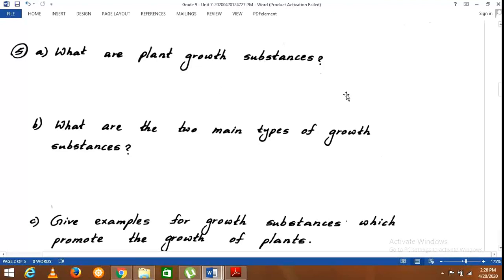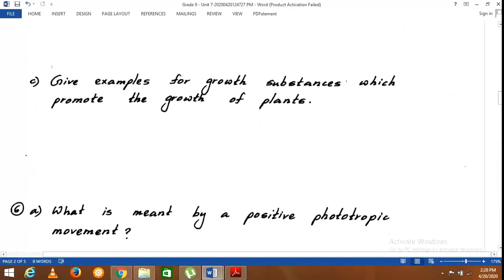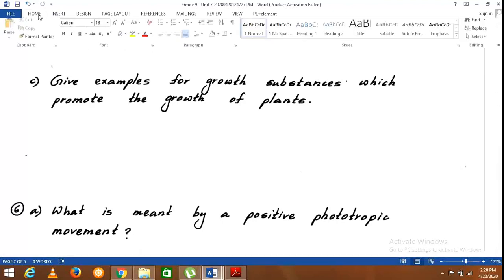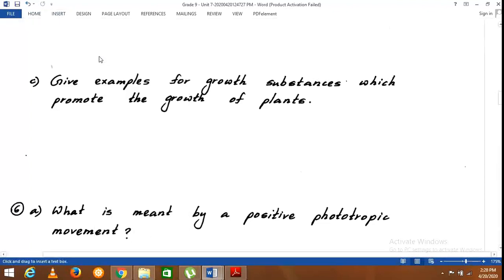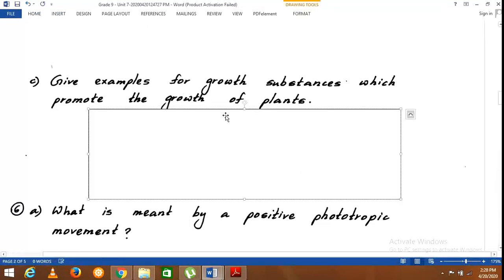And remember, these growth substances are organic substances. Organic means they essentially contain carbon as a constituent. Then you are asked to give examples for growth substances which promote the growth of plants. So there are so many growth substances, but at this level you are going to learn about a few growth substances. So I will mention these growth substances. There are three main growth substances.